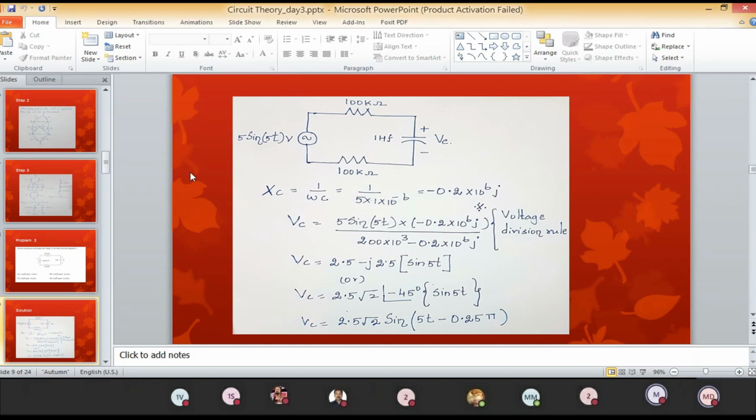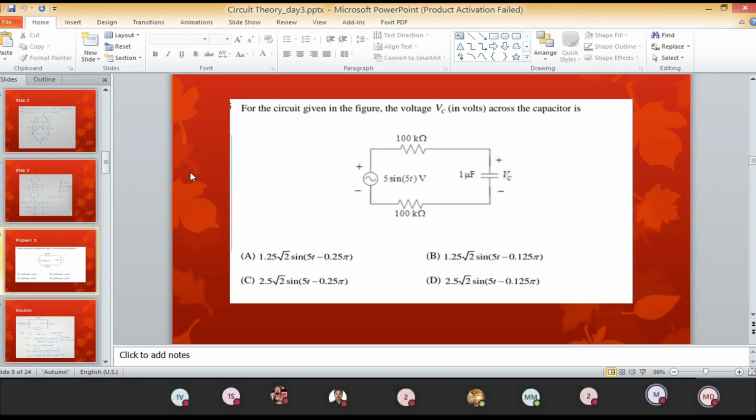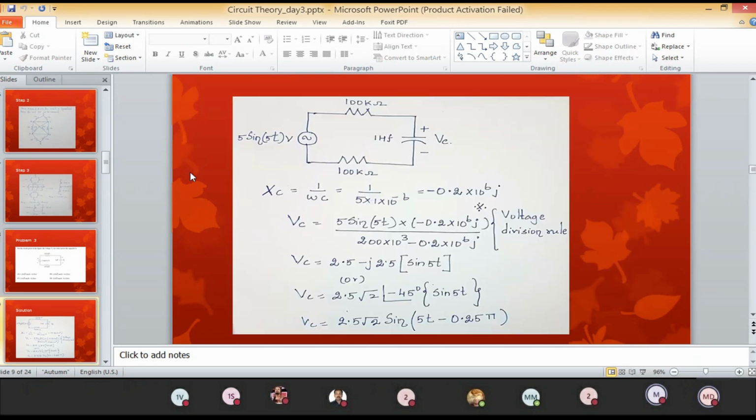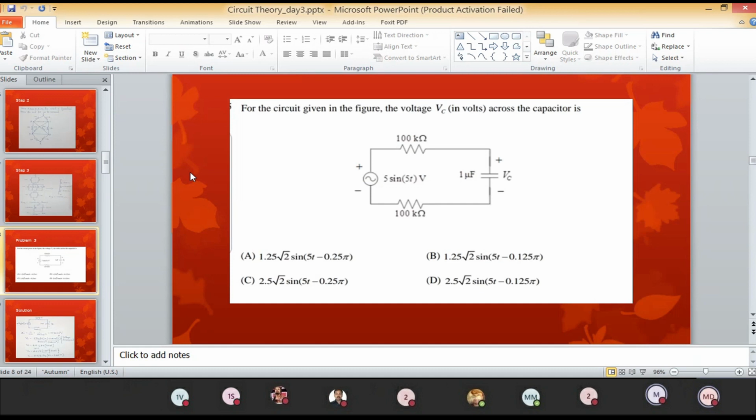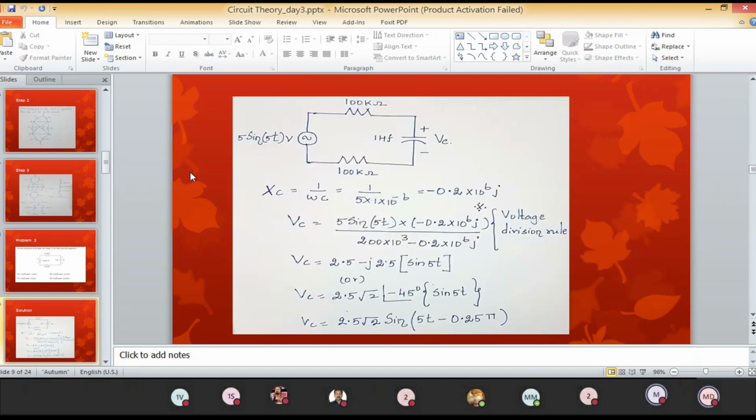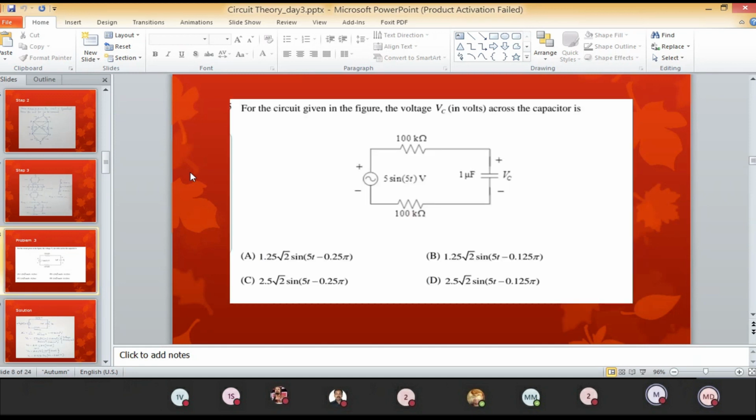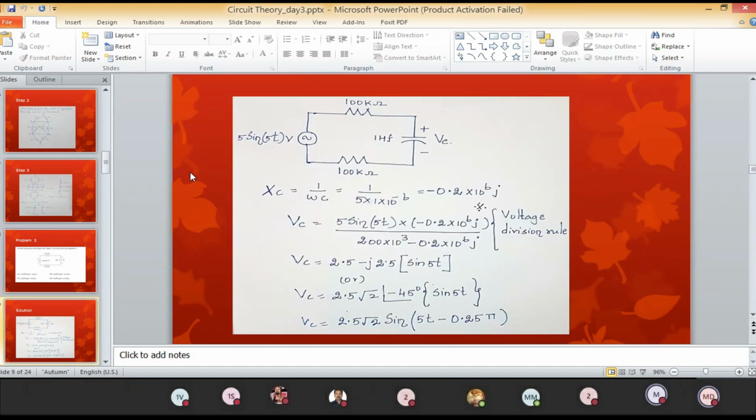So you have four choices. In all the choices, you have 2.5 root 2 or 1.25 root 2. So once again, be watchful. And then 5t minus 0.25 pi, again 5t minus 0.125 pi. So your choice is 2.5 root 2 sin (5t minus 0.25 pi).